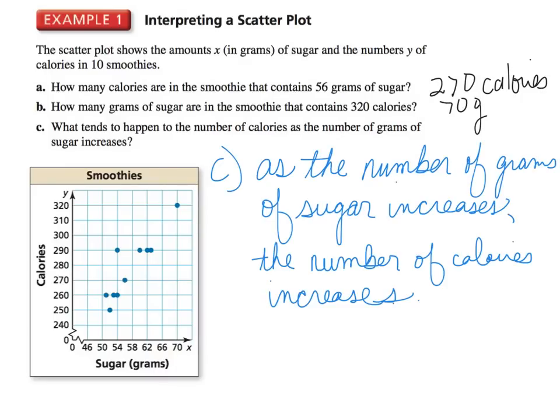And then C, what tends to happen to the number of calories as the number of grams of sugar increases? I don't want you to just say increases. I want a statement that is descriptive of what you're talking about. So it says, what happens? Well, as the number of grams of sugar increases, the number of calories increases. That would be a descriptive answer. So far it's pretty easy. Scatter plots and interpreting them are not that difficult, but now we're going to take a look at trends.